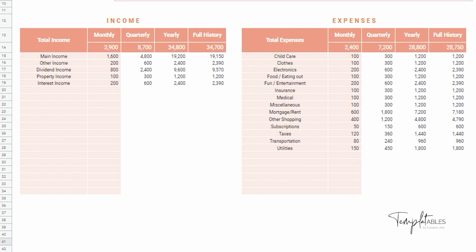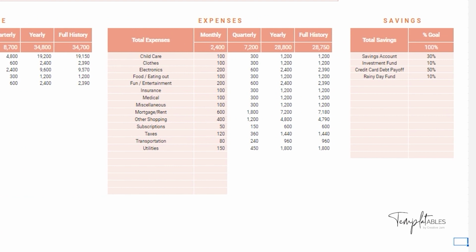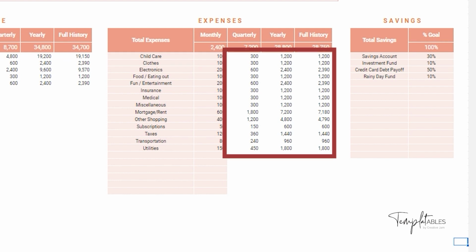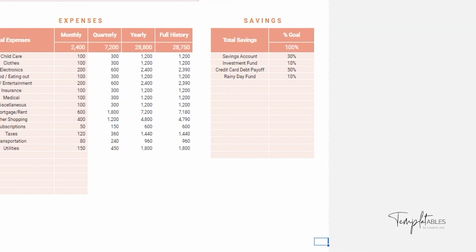Once you enter the monthly goal, highlighted in light orange, the other time periods will be calculated automatically. In our expense example, we expect to pay $100 each month for childcare and clothes expenses. Again, once you enter the monthly goal, the other time periods will be calculated automatically. Finally, you'll need to define your savings accounts. This can include savings, investment accounts, or rainy day funds.